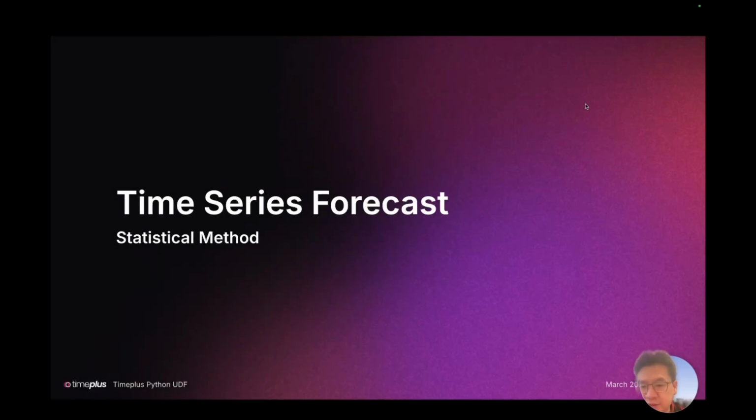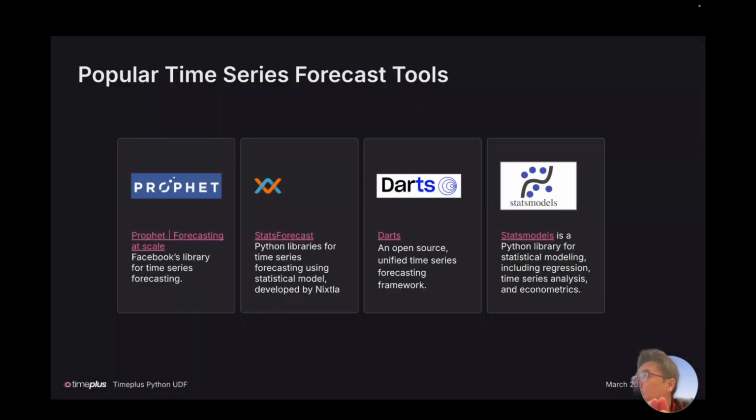It is time series forecast, right? Time series forecast is another important machine learning domain, where users have time series data and want to do prediction. There are a lot of libraries like Facebook Prophet, StatsForecast developed by Nixtla, and Darts, the open source time series forecasting framework. And there's statsmodels, a Python library based on statistical models. But most of these libraries are actually, under the hood, using some statistical models to do the time series forecast, right?